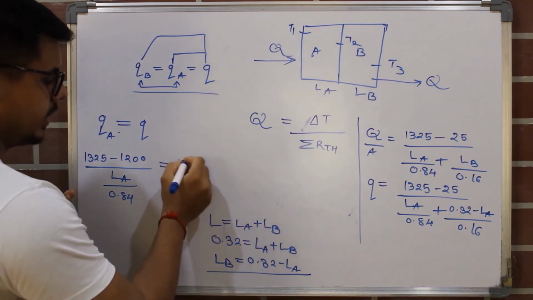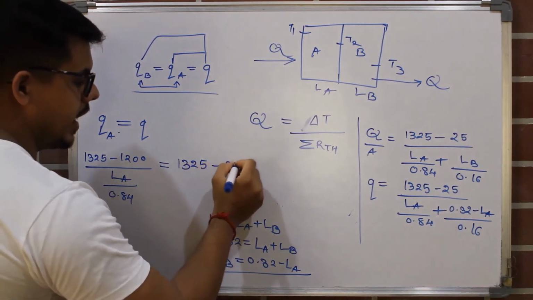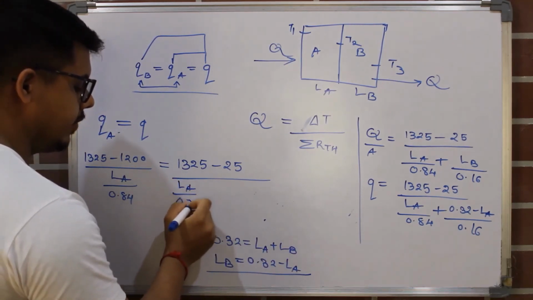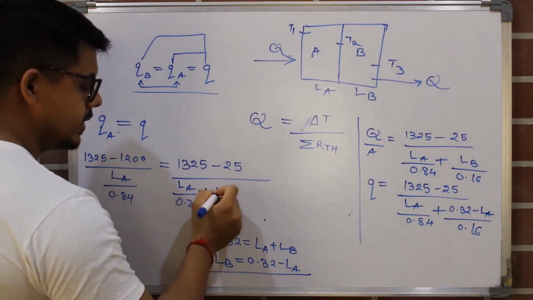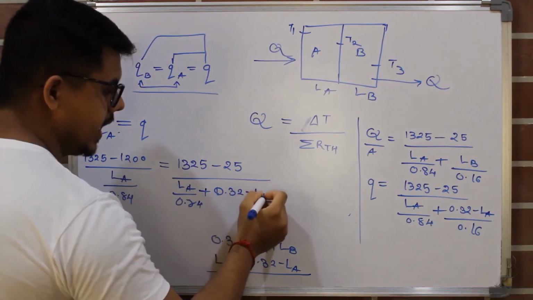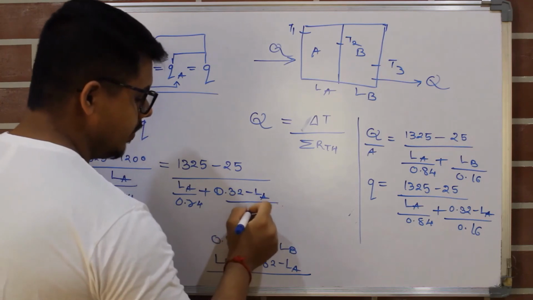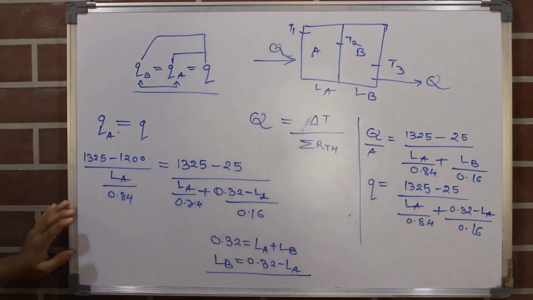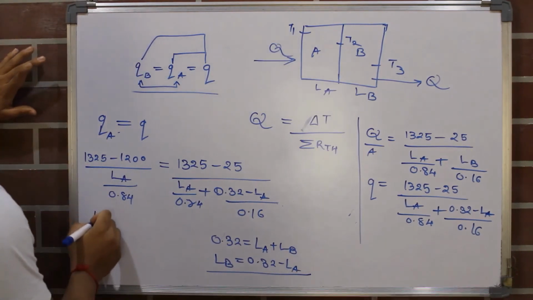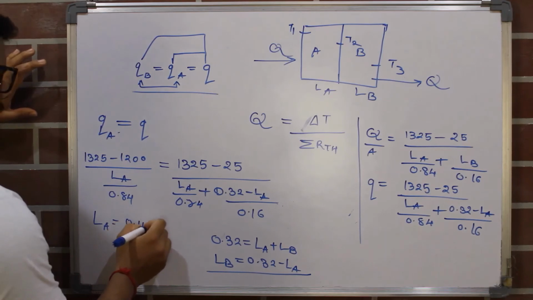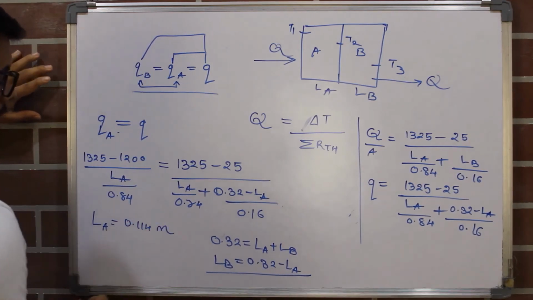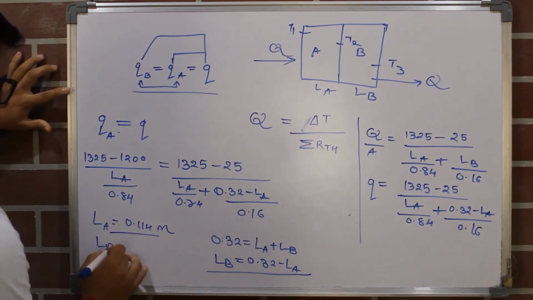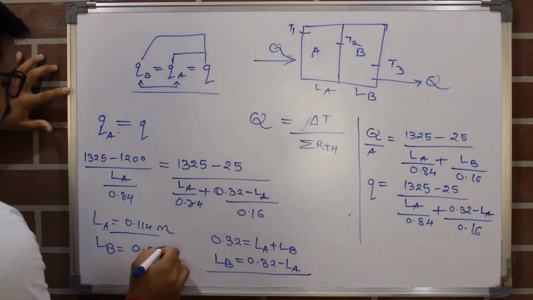So it is Q, that is 1325 minus 25 divided by LA upon 0.84 plus 0.32 minus LA upon 0.16. Now it is simple maths and you will get the value of LA. So LA will be, I think, 0.114 something meter, and for LB, you substitute this LA in this equation and you will get LB as something like 0.205 meter.